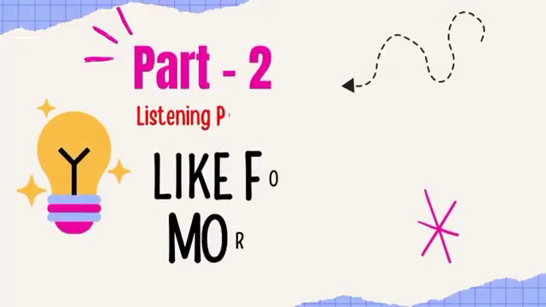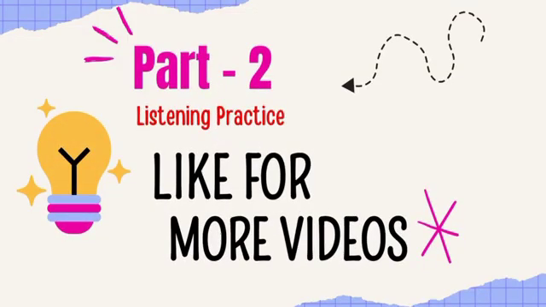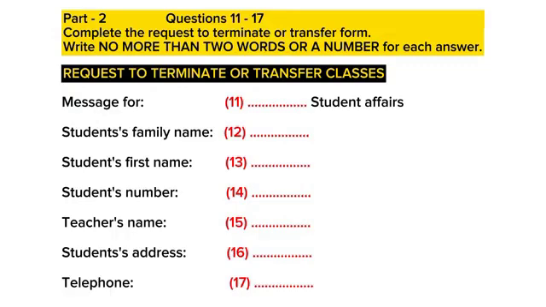Now turn to Section 2. Section 2. You are going to hear a student arranging to transfer between English classes. She is leaving a message on the language department's answering machine. The student's name is Mei Lee. First look at questions 11 to 17.